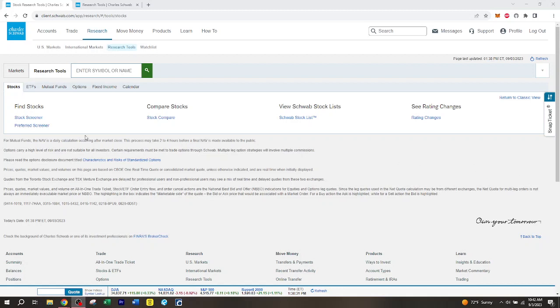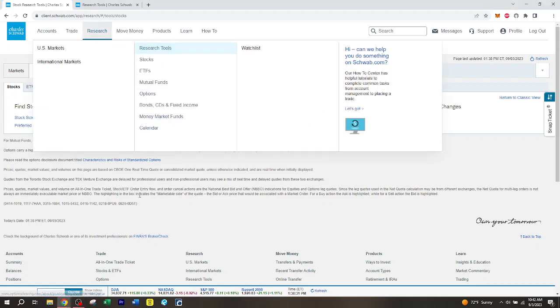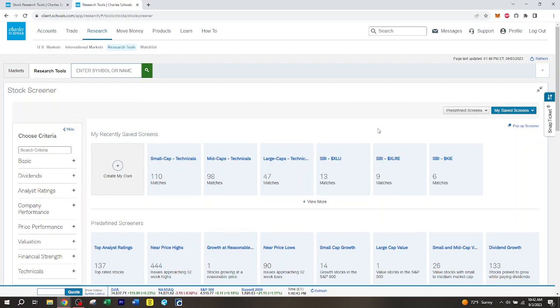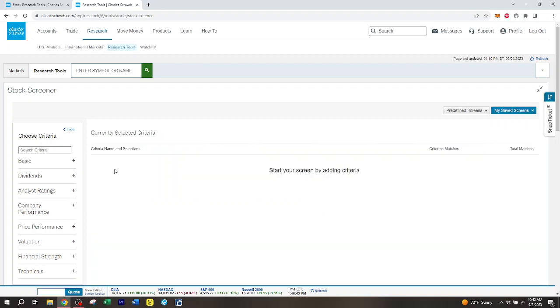So, once you have your Charles Schwab account set up, you go to Research and then you click Research Tools and it'll bring you to this page. And then we're going to go to Stock Screener, so you left click there. And this is what it's going to look like. Mine's a little different since I already have some pre-populated screens, but it's going to look basically the same. And what you're going to do first is click Create My Own.